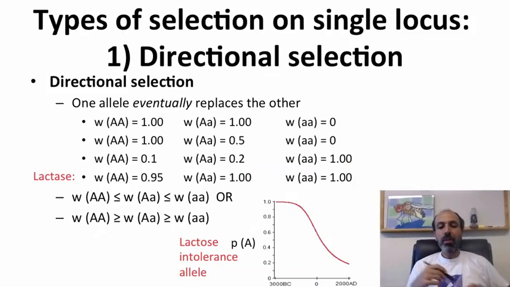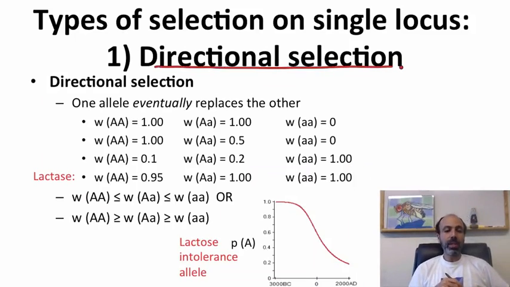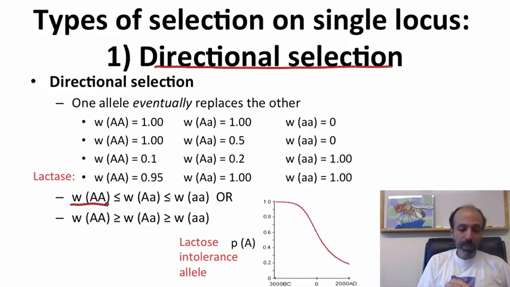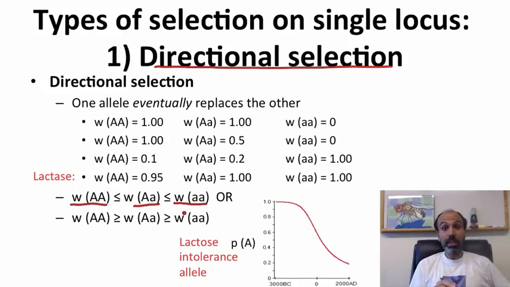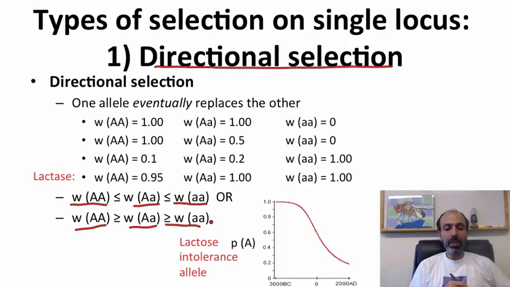Now again, there are many types of selection that can happen. And there are in fact many types of what is referred to as directional selection. And this is what we've been looking at so far. In directional selection, one allele eventually replaces the other. Everybody in the population eventually, if you wait long enough, will be either big A, big A or little a, little a. So what you have is something like this, where the fitness of big A, big A is less than or equal to the fitness of big A, little a, which is less than or equal to the fitness of little a, little a. Or the opposite, where the fitness of big A, big A is greater than or equal to the fitness of big A, little a, which is greater than or equal to the fitness of little a, little a.